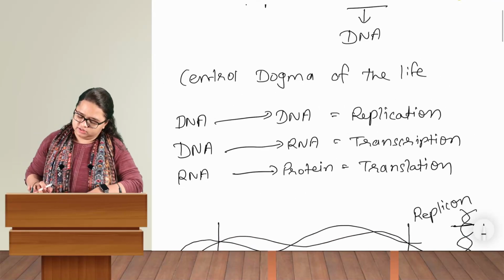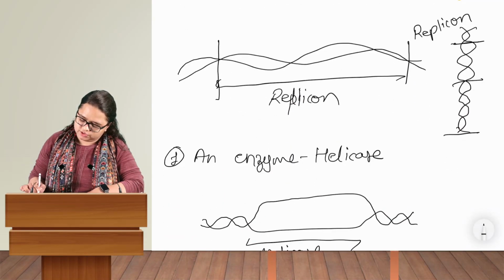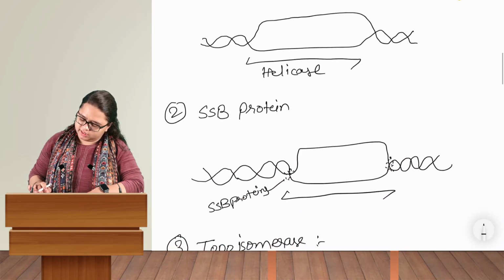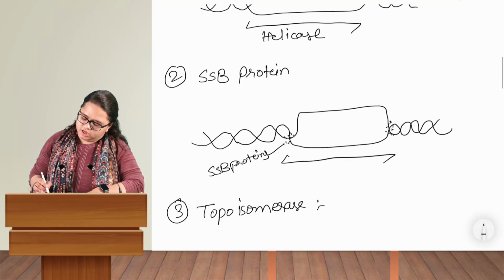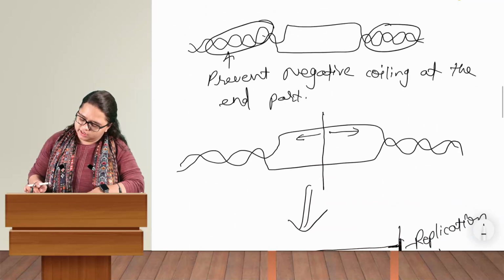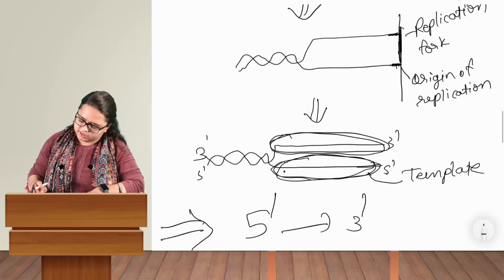DNA replication, that is DNA to DNA. Now the replicating part is known as replicon. First enzyme, that is helicase, it will unwind the DNA. SSB protein will keep the unwinding of that particular DNA part. Topoisomerase will prevent the negative coiling at the end of the part. And now where replication starts, it is known as replication fork, and the DNA strand on which replication will start is known as origin of replication.